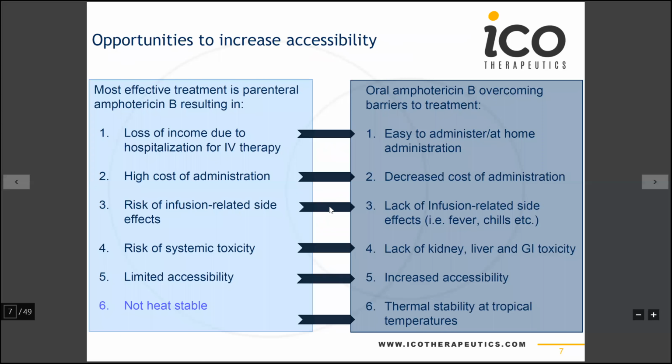So the great opportunity was, could we develop an oral formulation that could overcome some interesting barriers? And some of the things that are holding back parenteral AMP-B that an oral product could maybe deal with is loss of income due to hospitalization from IV therapy. So intravenous Amphotericin B, the lipid-based Amphotericin B products, and I worked on Abelcet as a graduate student, so I'm very familiar with these.